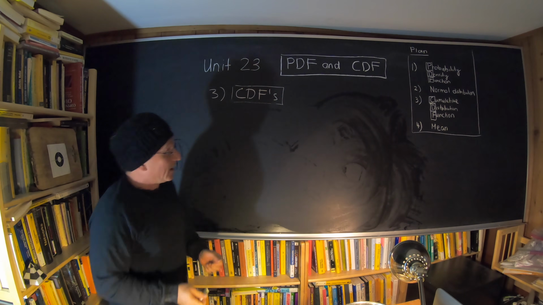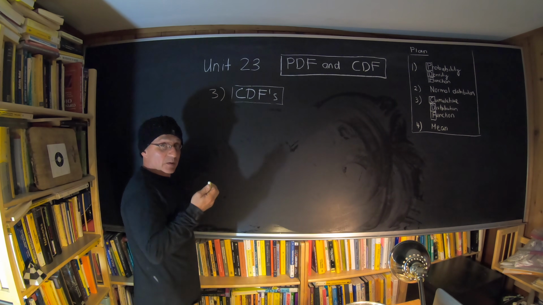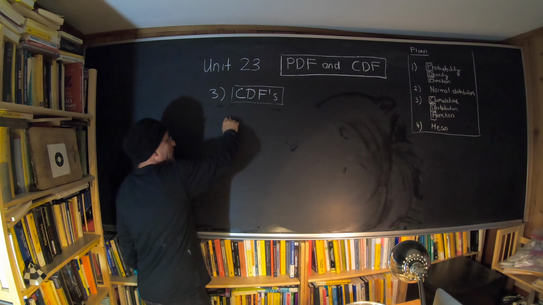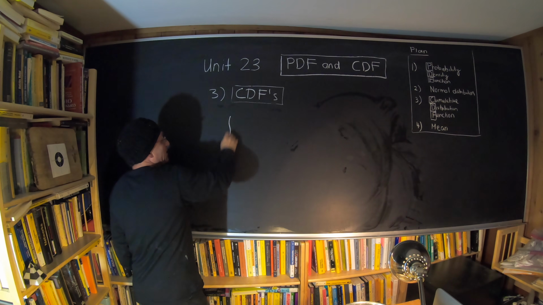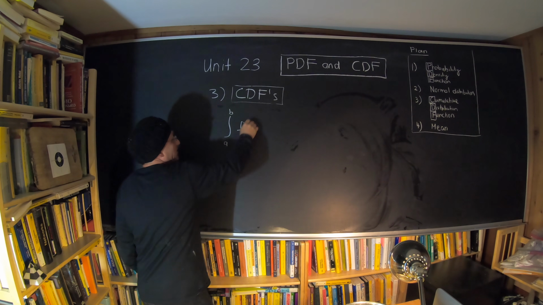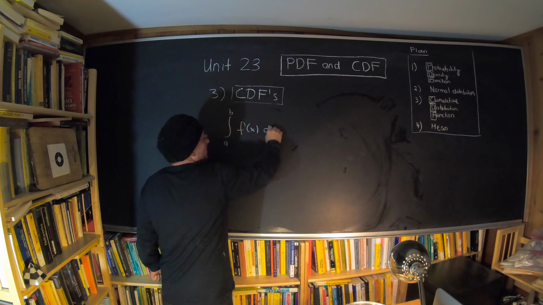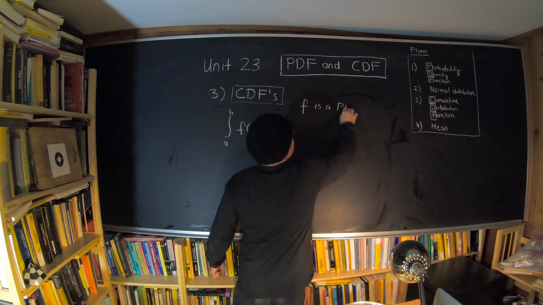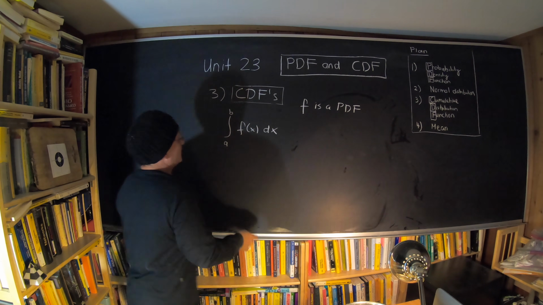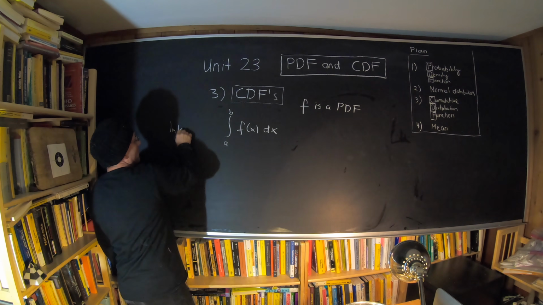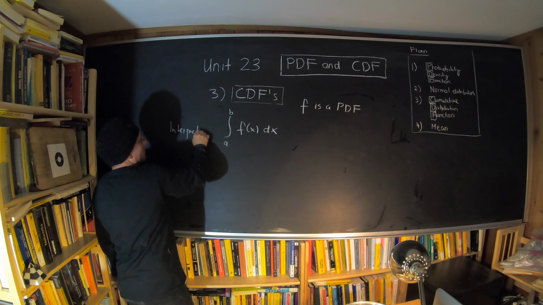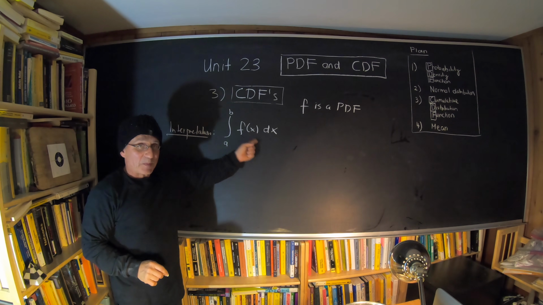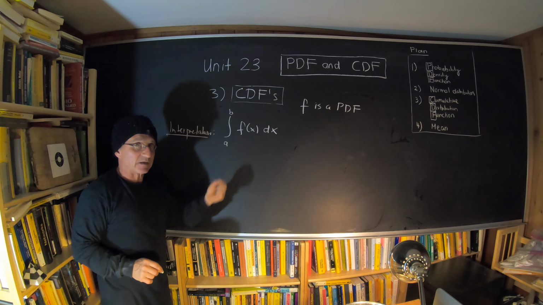Okay, let's look at another notion of probability. We have the following interpretation. If we integrate from a to b, f of x dx, where f is a PDF, then we have the interpretation that this is the probability that the data are in the interval a, b.